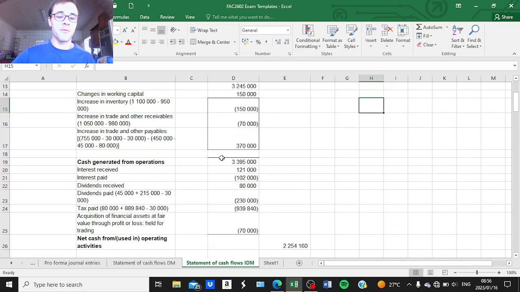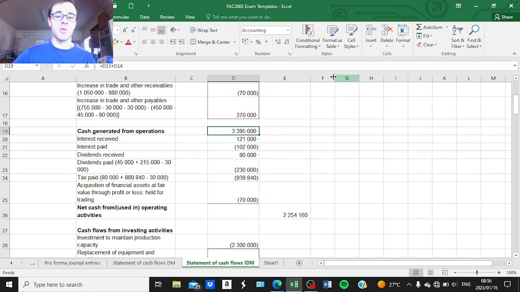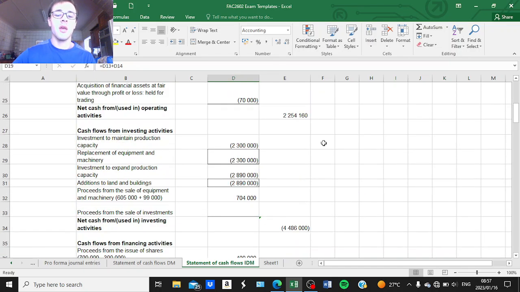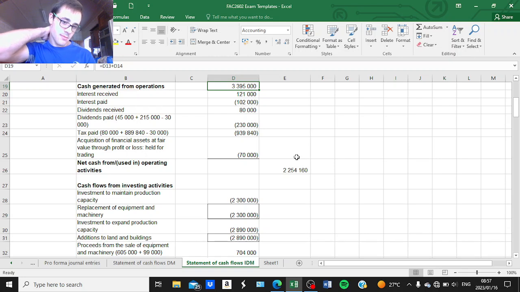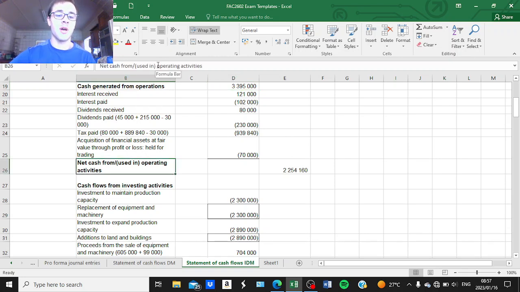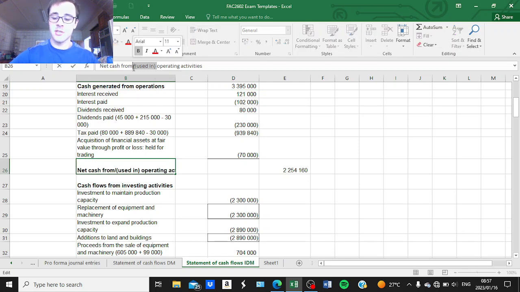So the cash generated from operations amounts to 3,395,000, which is also the amount that you should arrive at if you used the direct method. Please have a look at the suggested solutions where the direct method was applied. You will see that the cash generated from operations amount is also 3,395,000. Okay, we should arrive at an amount of 400,000 once we add up all the amounts of the respective sections.